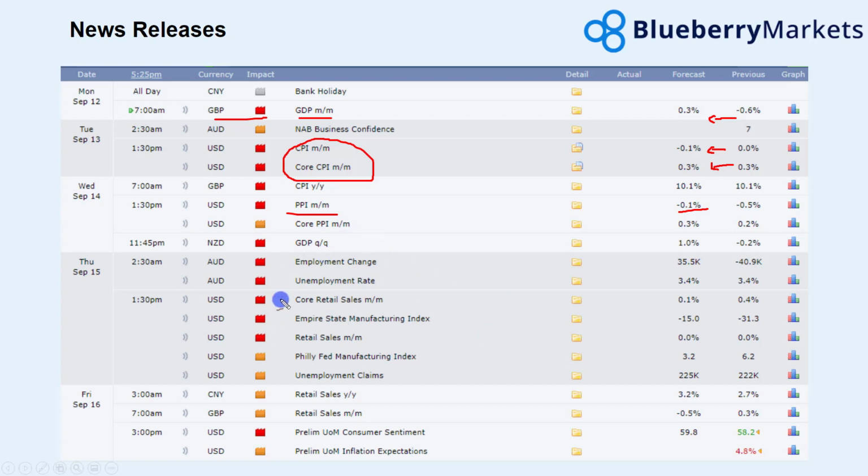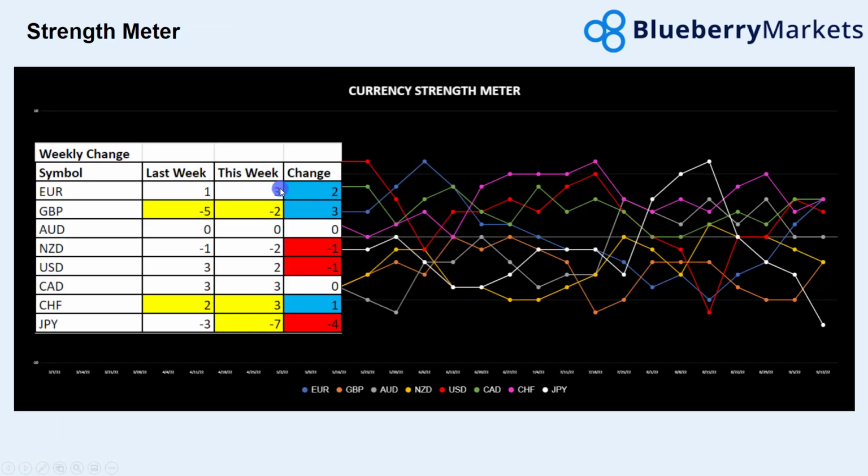We then have some employment change out of Australia, GDP out of New Zealand, and then we have some retail sales out of the US as well. So lots of important data sets to keep your eye on going into this week.